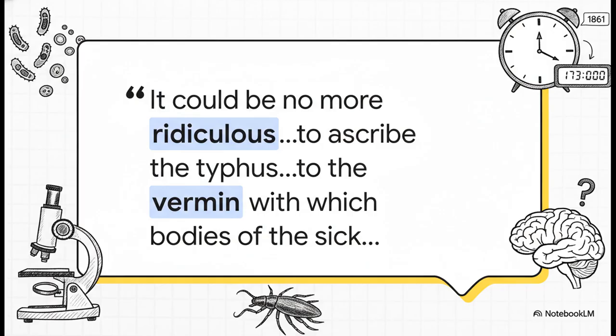Back in 1861, before we really understood germ theory, a physician named Cheever said that blaming typhus on lice was just ridiculous. Well, guess what? We now know that that ridiculous idea was 100% correct. It's a great lesson, right? Plausibility is helpful, but sometimes it can actually stop us from finding the truth.